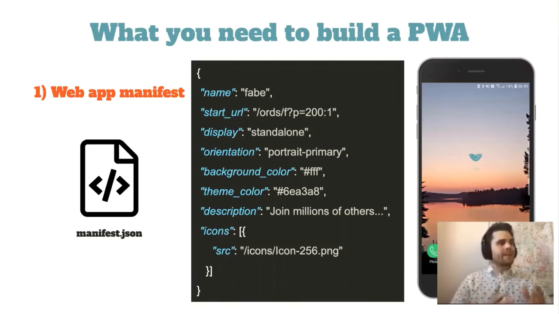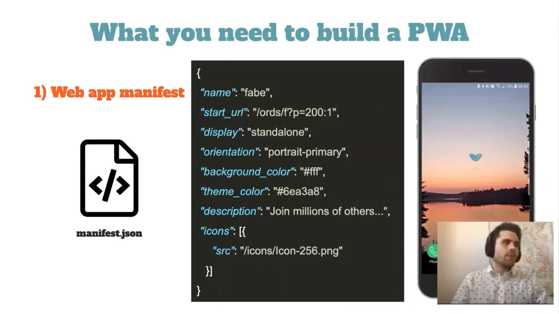So what we have here on this slide is our manifest file. It has a few properties in JSON, such as the name. Our name is Fabi. And as you can see on the right-hand side of the slide, it maps onto my icon on the home screen being Fabi. So that's really all you have to do to allow your application to install on your mobile device.